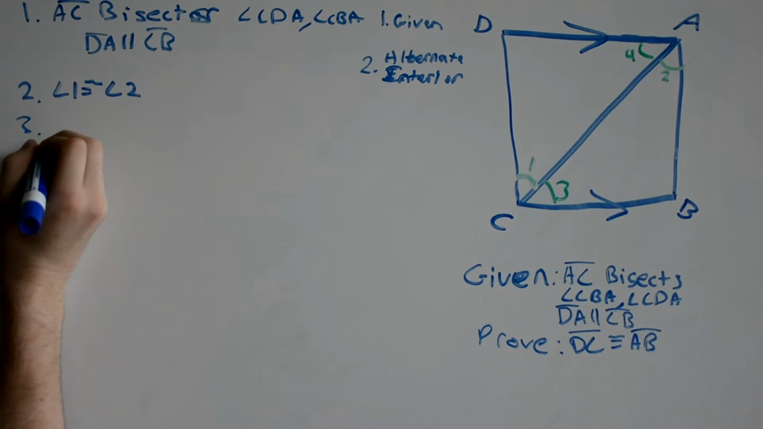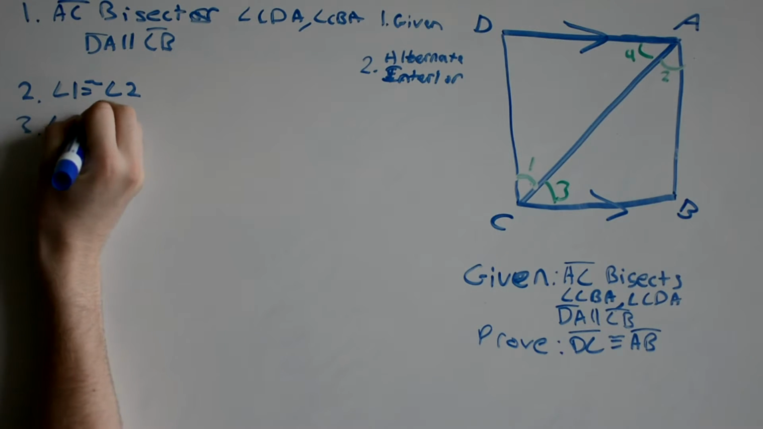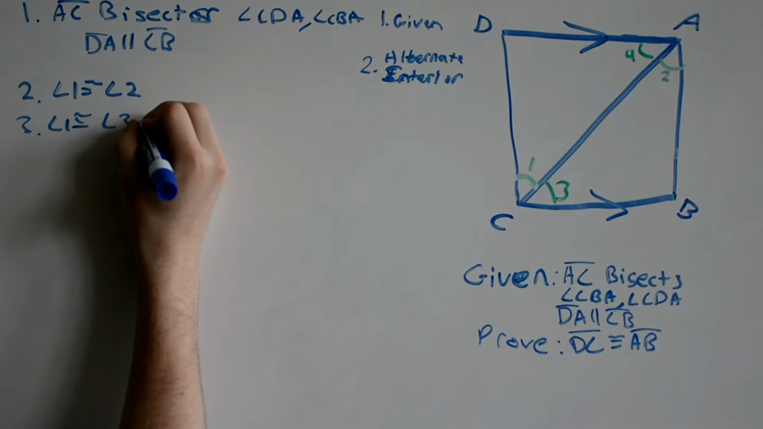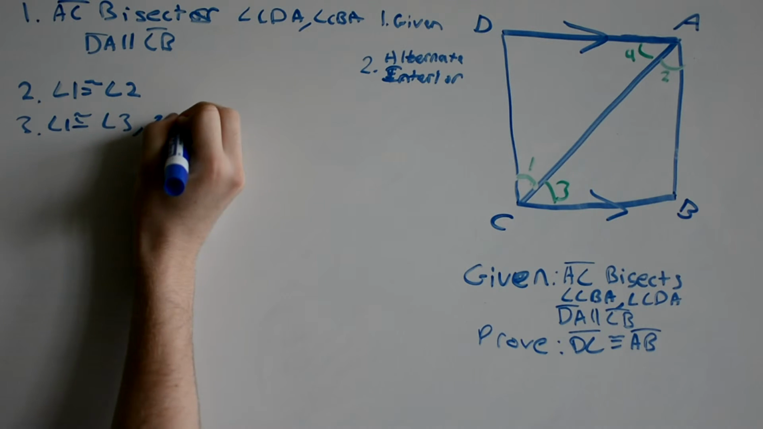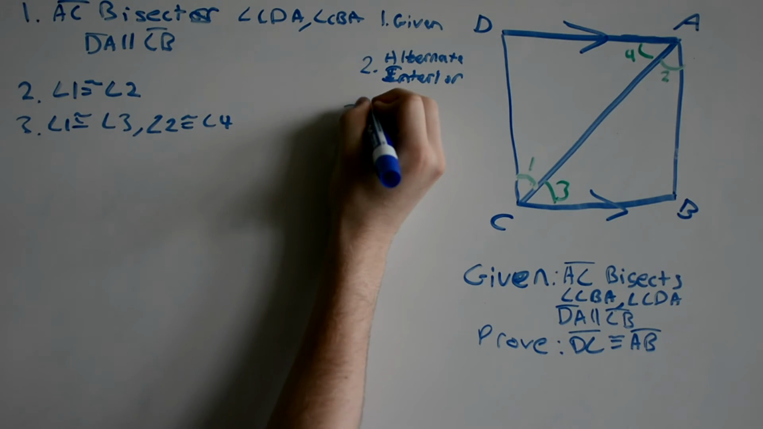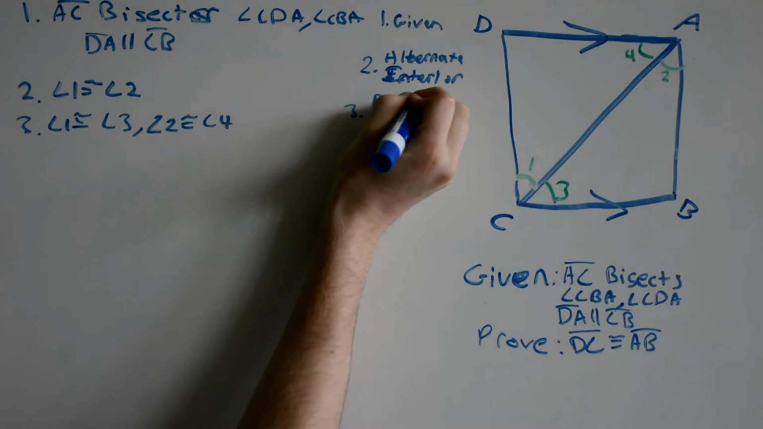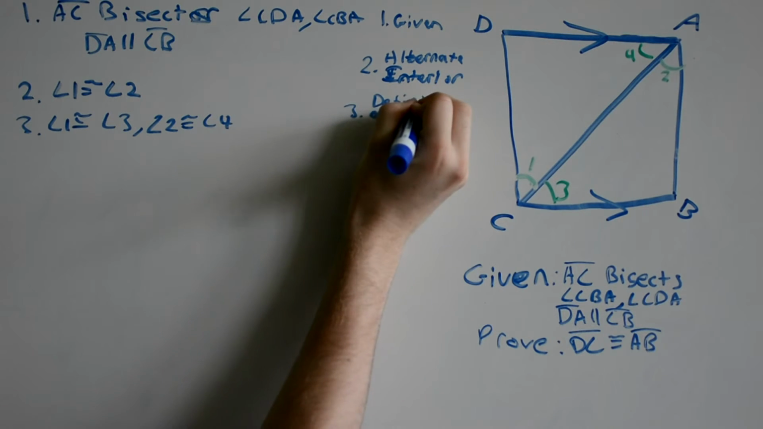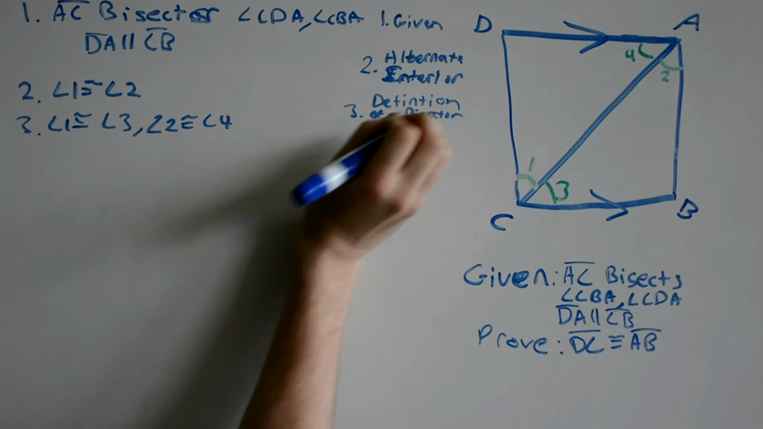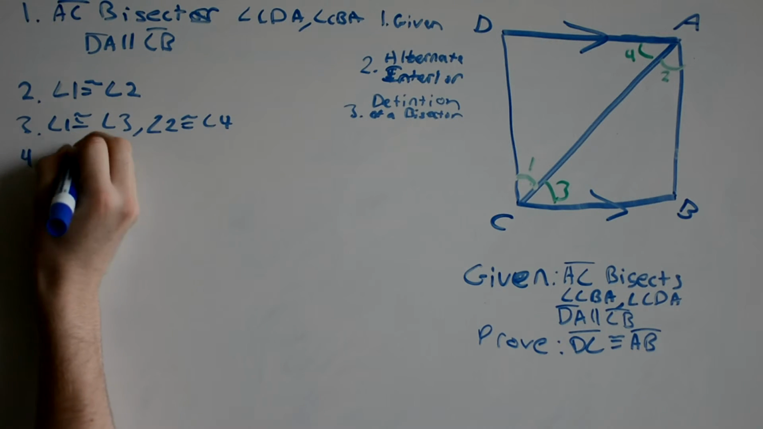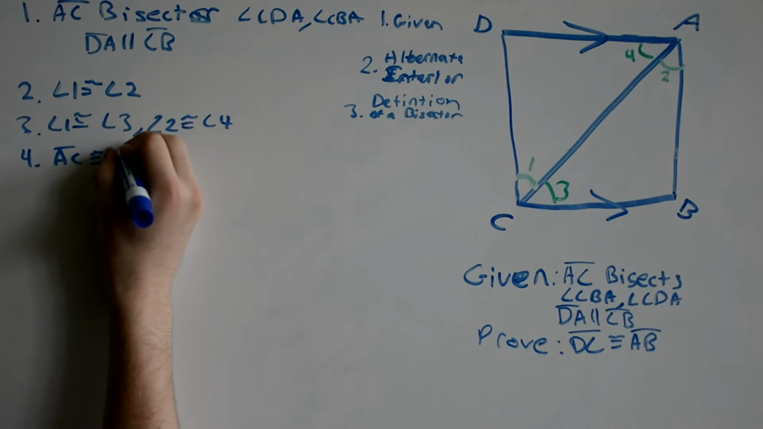You also know that angle 1 is congruent to angle 3, and angle 2 is congruent to angle 4 because of the definition of a bisector. You also know that line AC is congruent to itself because of the reflexive property.